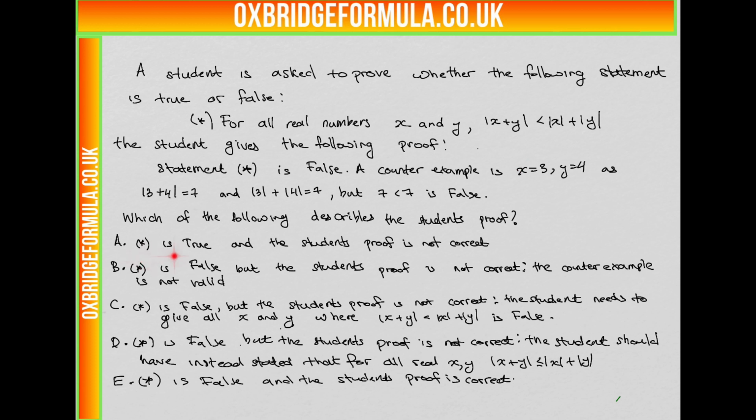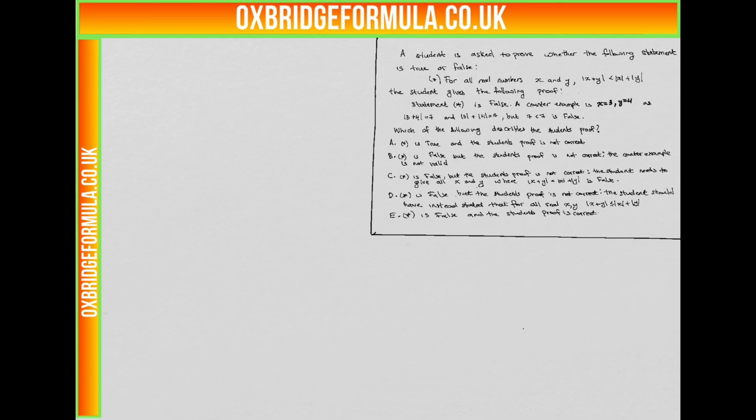So we want to know whether the statement is true or false, and whether this proof is correct or incorrect. And if it's incorrect, we want to give the correct reason why it's not valid. So let's look at this question.